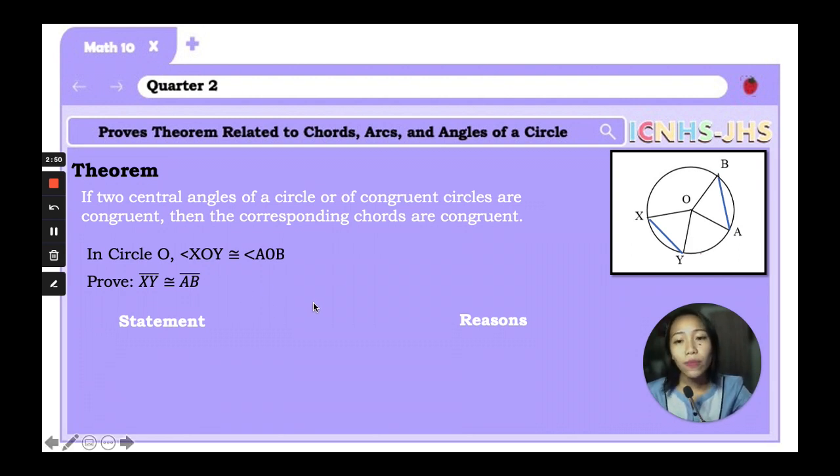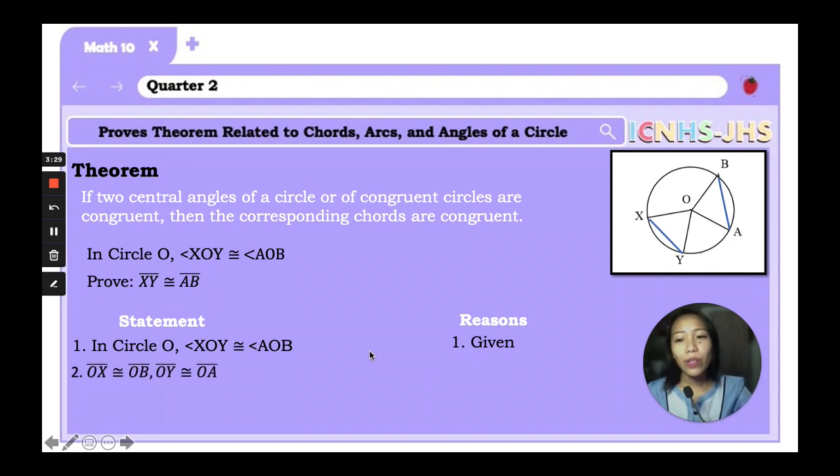So again, in proving theorems we'll be using the two-column proof. On the first column, we write the statements, and on the second column, we write the reasons. What would be the first statement? If there is a given and that given is useful, then you can write that given as the first statement. So our given here is, in circle O, angle XOY is congruent to angle AOB. What would be the reason for that? Of course, it is given.